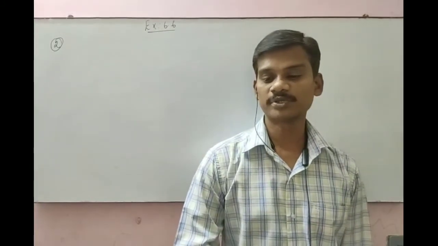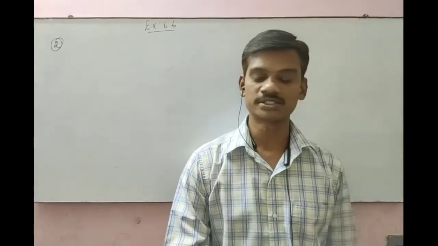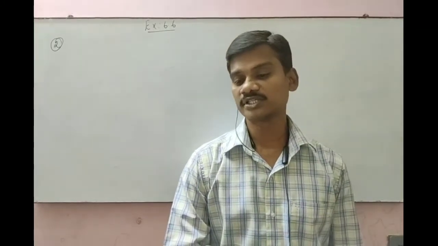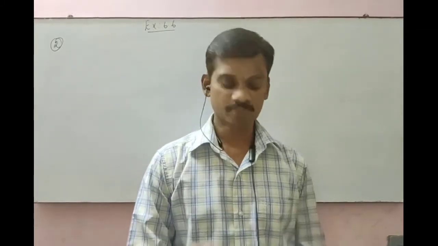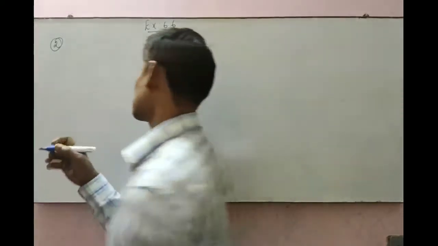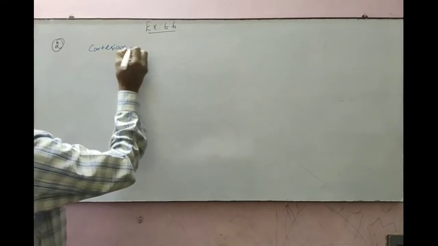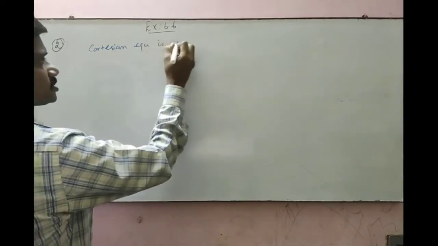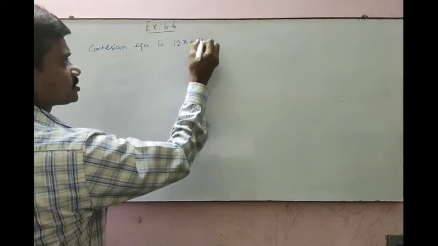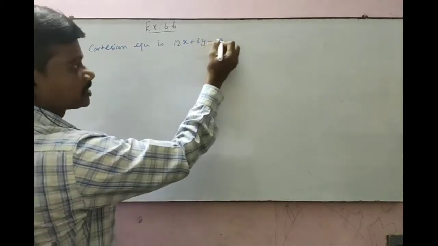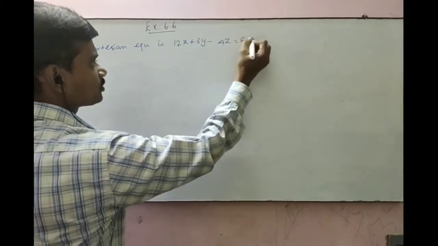Also find the normal non-parametric form of vector equation of the plane and the length of the perpendicular to the plane from the origin. They ask you to find the three things. One equation of the plane is given to you, that is in the Cartesian form. So the Cartesian form of equation is 12x plus 3y minus 4z equal to 65.